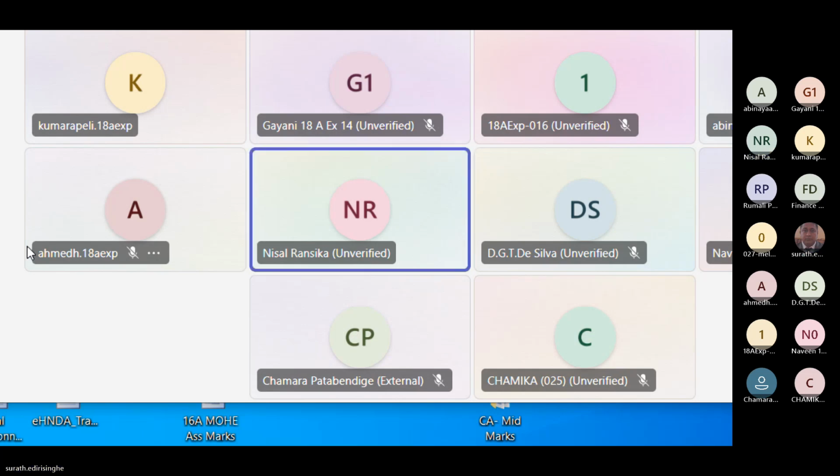Is it huge complications to you? Excuse me, sir. Yes, Nisal. Can we do it physically? Is it possible? That's why I know, Jivanta.